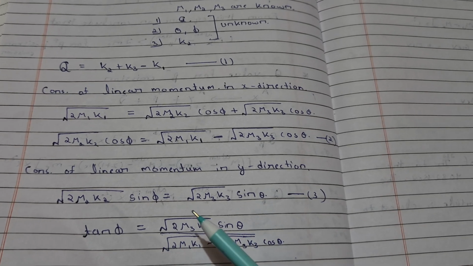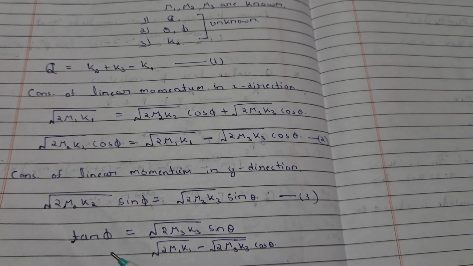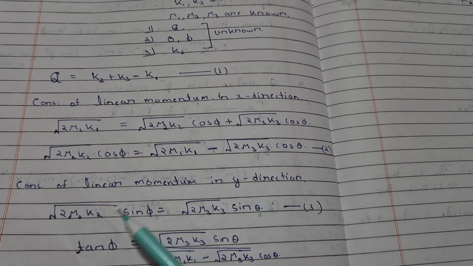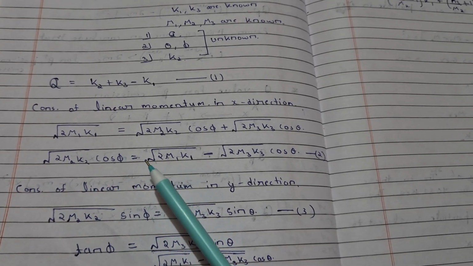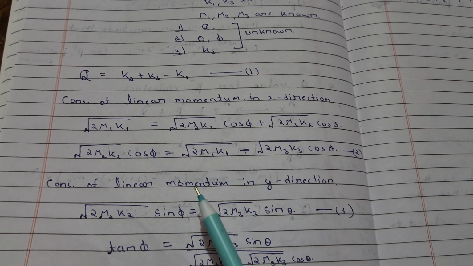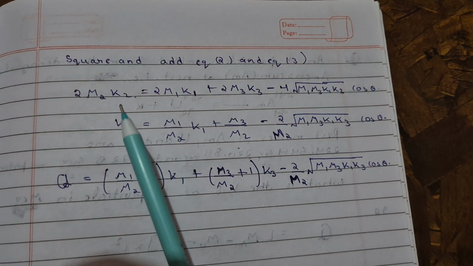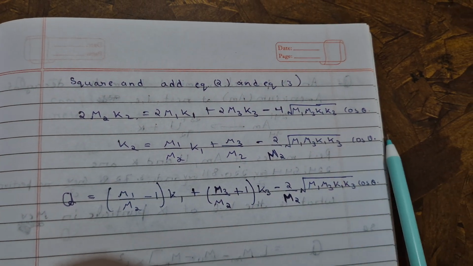Now if you already have the phi and theta and they ask you to find K2, how can you find K2? For that you just square equations 2 and 3 and add them. This will give you sin square phi plus cos square phi, and it will be 2 m2 K2. The sin square plus cos square phi is 1. So you can just square 2 and 3 and add them. So you will get something like this. Then you just divide it by 2 m2 and you will get K2. This will be your K2.